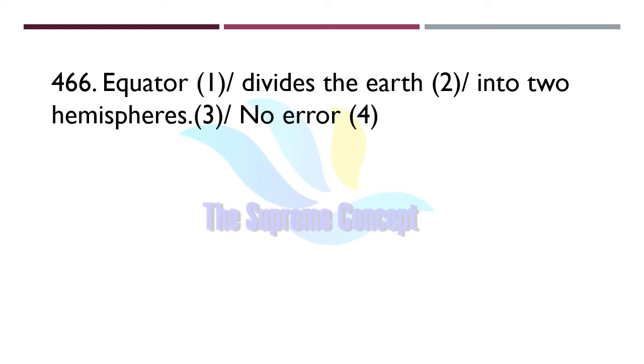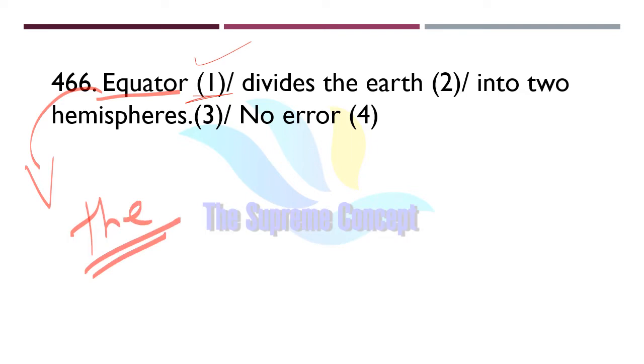Alright, so option number 1, the error lies in part 1. Yes, as you can see, equator. Before equator we will use the definite article the here, because we use the definite article the before points on the globe, like the north pole, the south pole, the equator, like that.